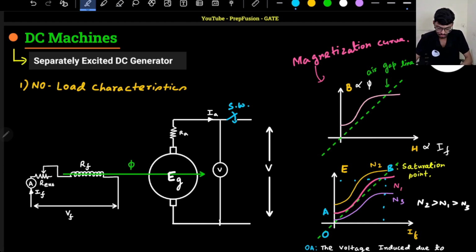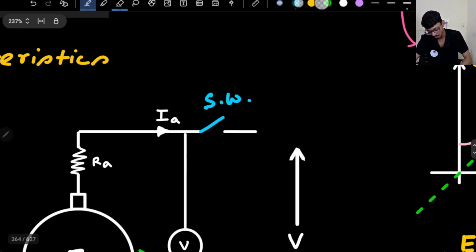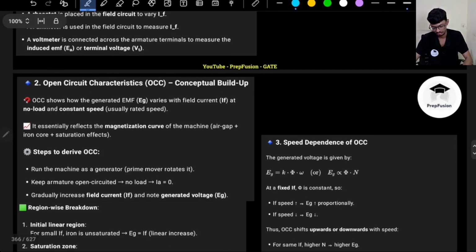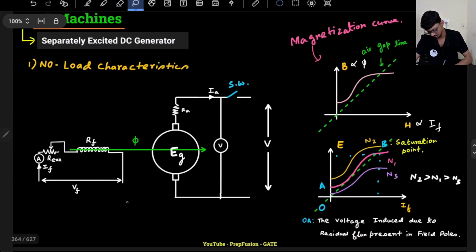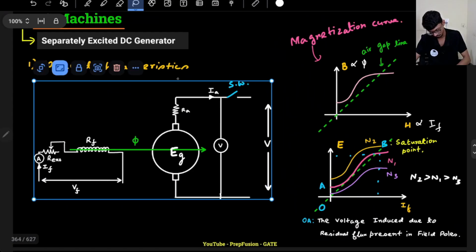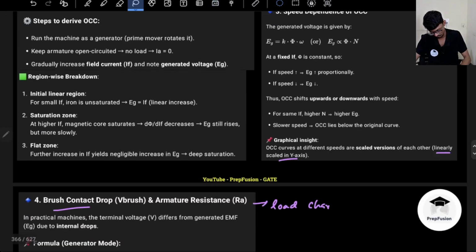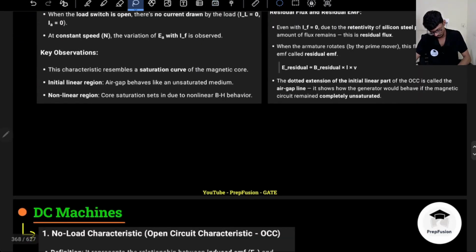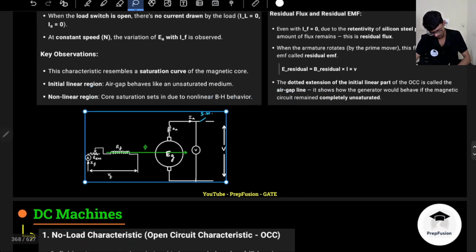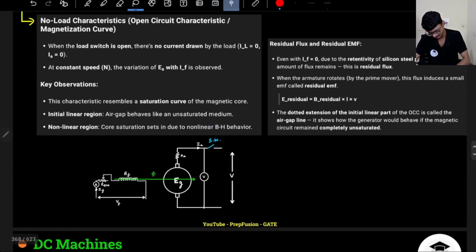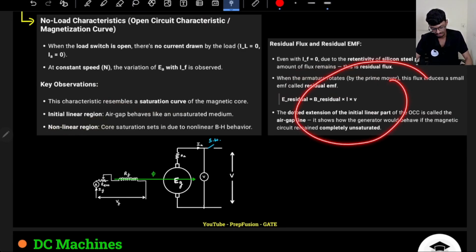Okay, so basically it will remain open and it will be closed only when we are discussing load characteristics. Okay, so I can copy this diagram and paste it over here. Whatever we have discussed, the same thing is written over here. What is the initial lineage and then what happens after that? How does the flux, there is some residual flux, all those things have been discussed over here.